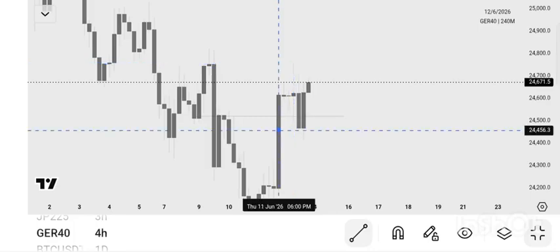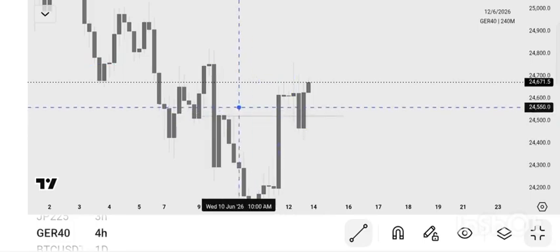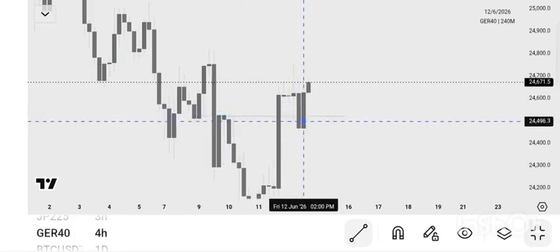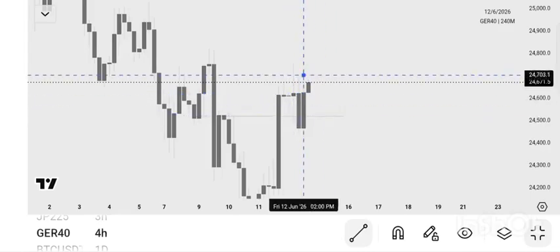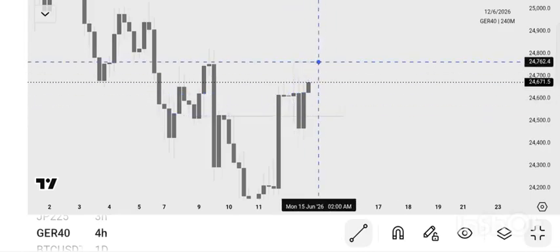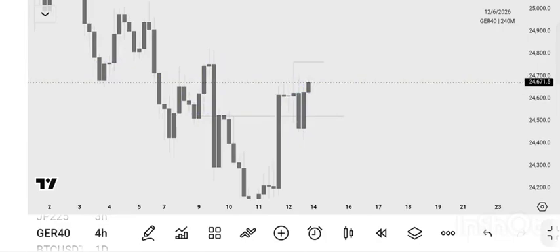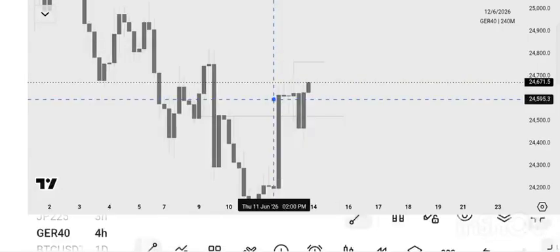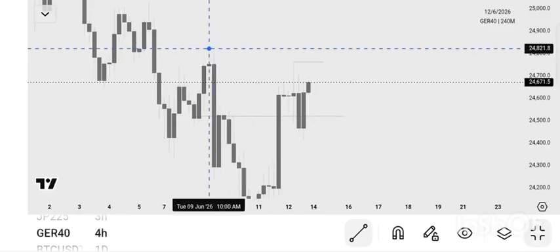Sorry guys, I was kind of distracted. All right, so price gave us a breakout on the 4 hours as well. So how many targets do we have now? We have the first target, and then we have the second target.